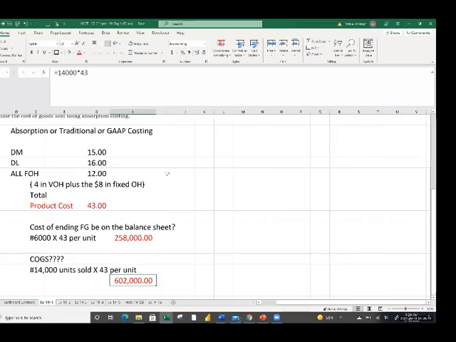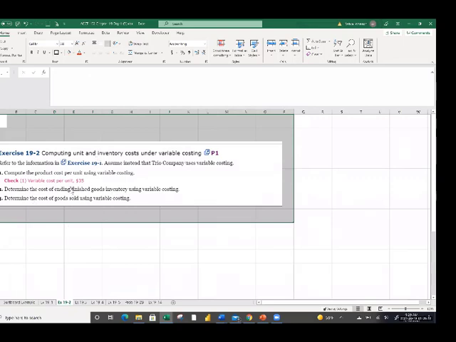That's what we've been doing all along. The new part is going to be next, the 19-2. So any questions on that traditional costing problem before we head over? Okay. 16-2 says same facts. But this time, instead of using traditional gap costing, let's use variable costing.